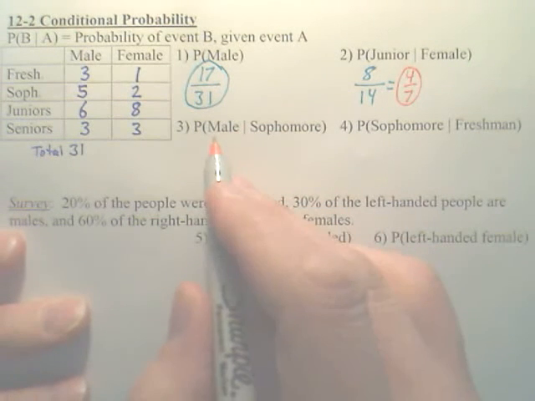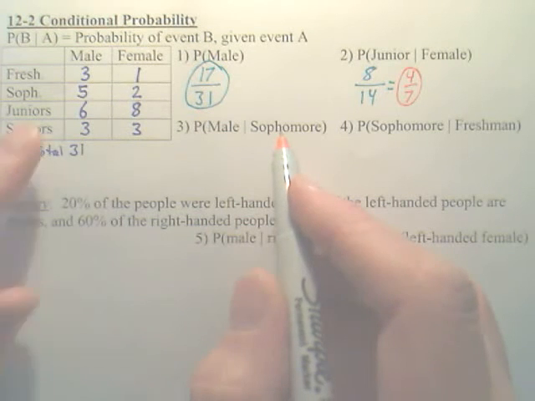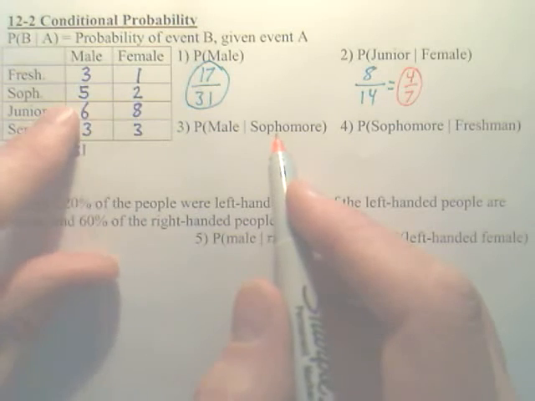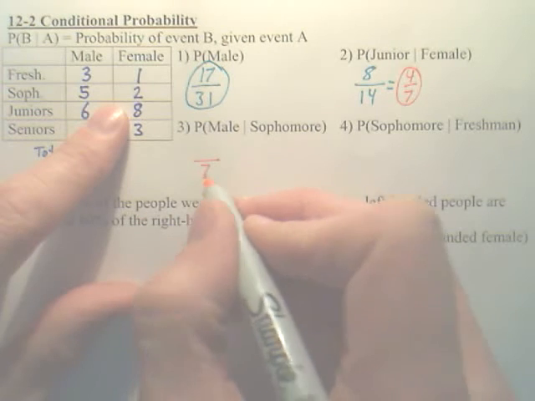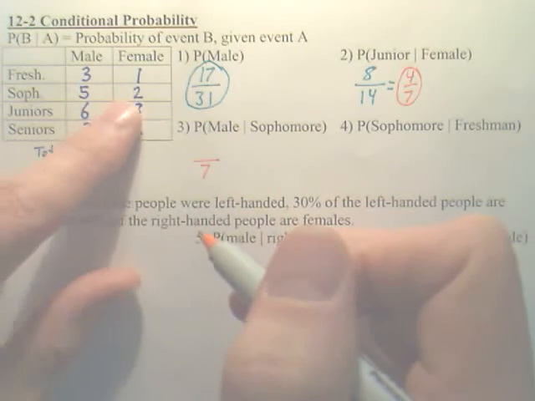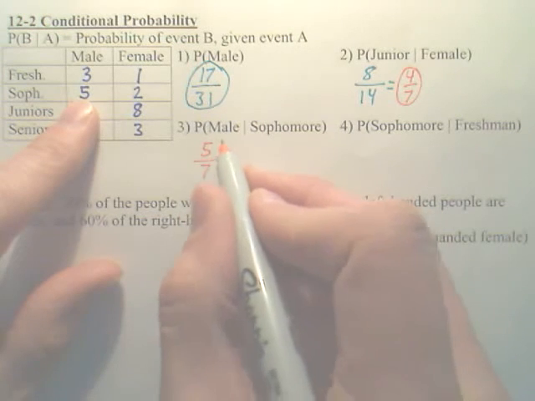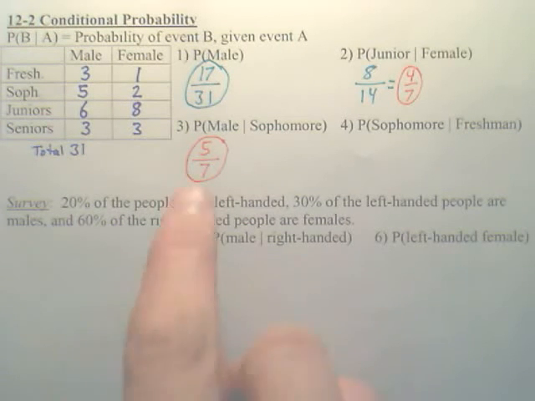This one, probability it's a male, given it's a sophomore. So this time, don't we focus on this row right here, the sophomore row? So we're focusing on the sophomore row. And what do we want? The males or the females? We want the males, so it's 5 out of 7. The word given indicates conditional statements. They really shrink things down. So you've got to throw out a whole bunch of stuff and focus, and then take the probability of what's left.